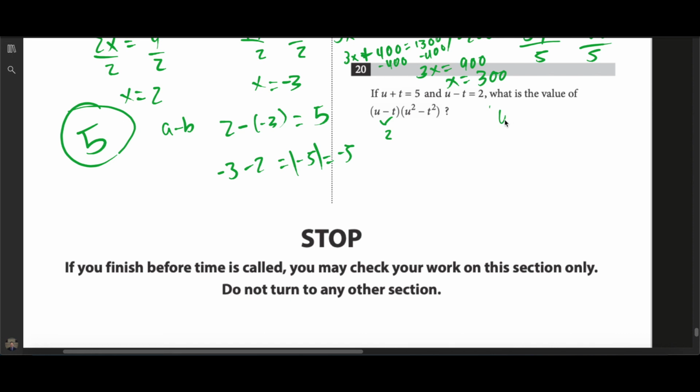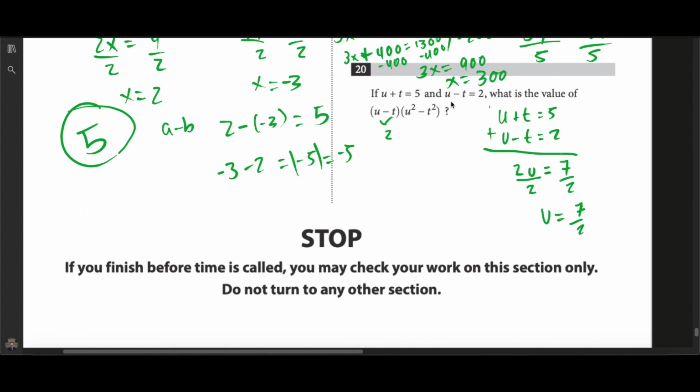For the other one, if you're not sure what to do, this is just a system of equations. u plus t is equal to 5, and u minus t is equal to 2. If we add these together, the t's eliminate themselves. So you get 2u is equal to 5 plus 2, which is 7. We divide by 2, and this is going to give us u is equal to 7 over 2.